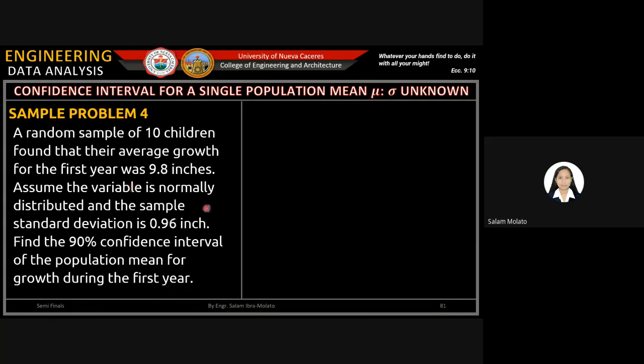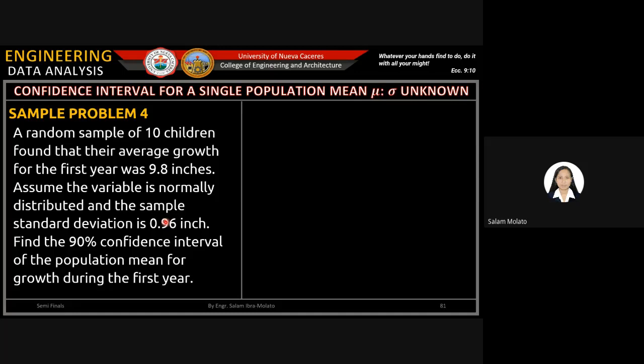So, again, kapag nakakita kayo ng problem na ganito, you need first to check, hindi natin alam kung ano yung gagamitin natin. So first, let's check. Alam ba natin yung population standard deviation? May sinabi ba dito? So, ang binigay is sample standard deviation, not the population. So, dito pa lang, we can now conclude that we are going to use the T.